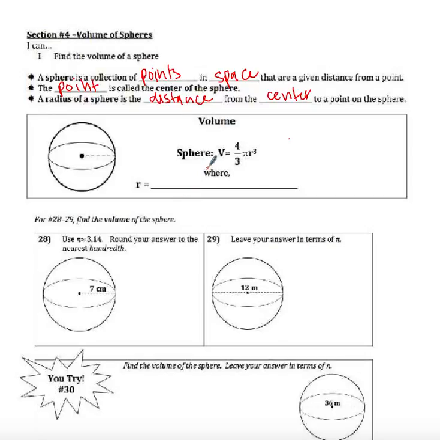So to calculate the volume of a sphere, which is how much it would take to fill a sphere, you have to use this volume of a sphere formula, which is V equals 4 over 3 pi r cubed, where r equals the radius of the sphere.